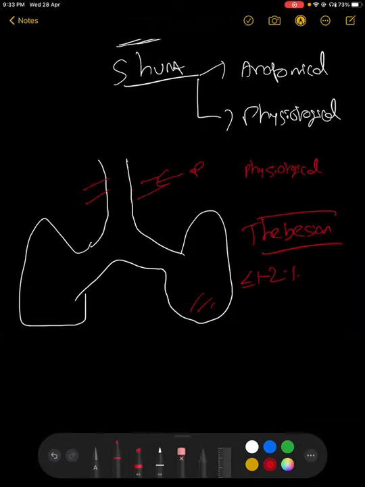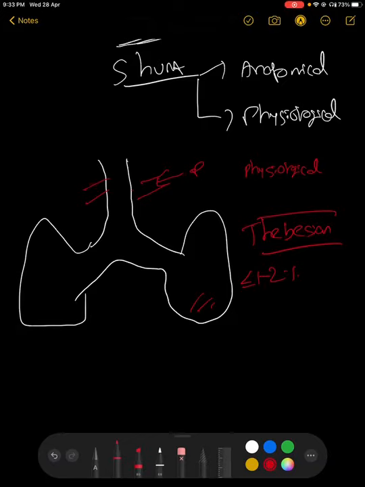So this is the shunt. Shunt refers to the entry of blood into the systemic arterial system without going into the ventilated areas of the lungs. That is the definition of a shunt. I'll make it simple now. This is the physiological shunt.